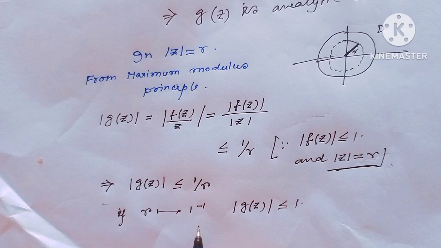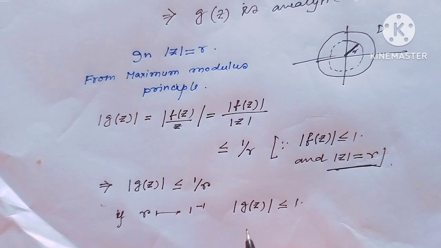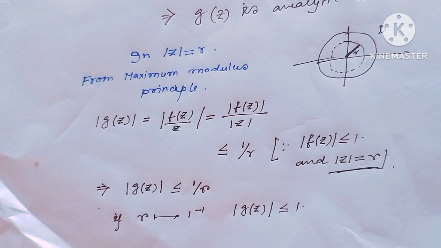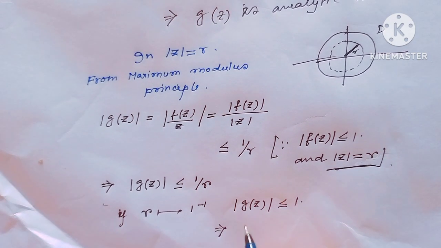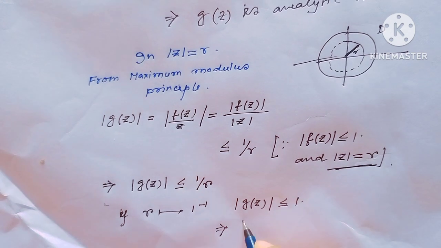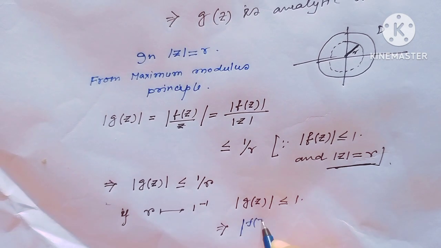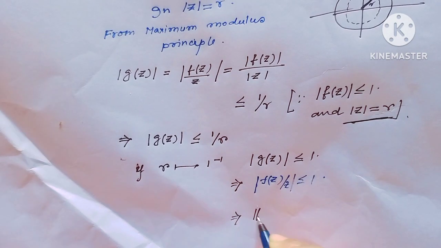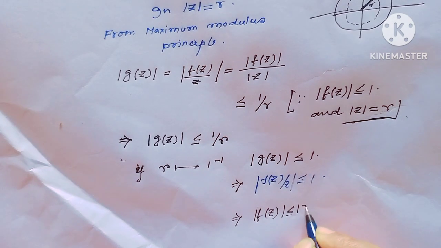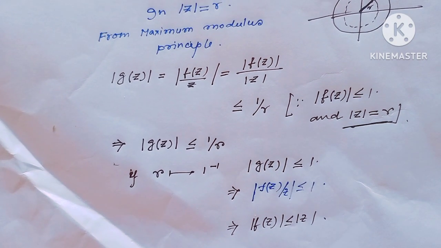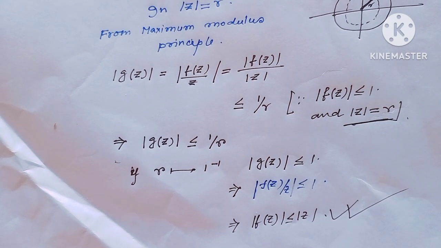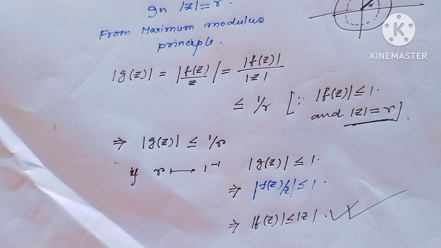And if r goes to 1 minus, then that implies modulus of Gz is at most 1. And put the value of Gz, Gz means Fz over z, is less than or equal to 1. That implies modulus of Fz is less than or equal to modulus of z. And this is actually the Schwarz Lemma. I hope all my viewers have understood this.